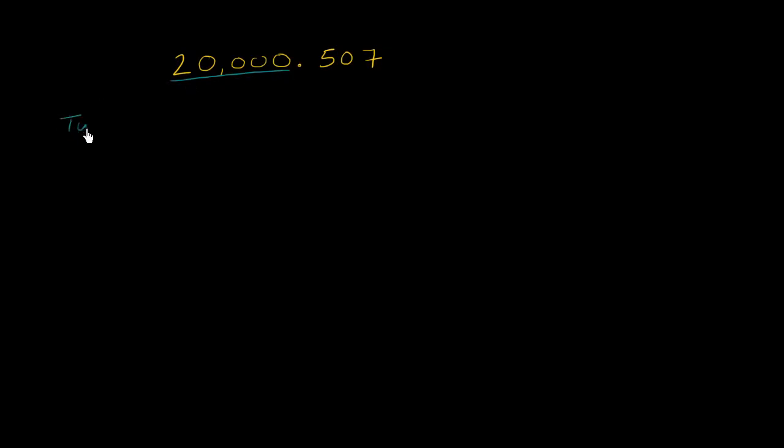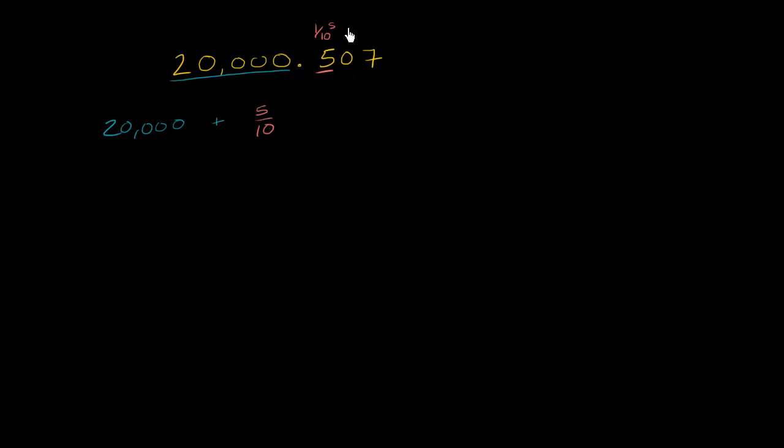Actually, let me write it out as numbers first to really decompose it. So we have 20,000, and then what do we have on top of that? Well, we have 5/10. This is the tenths place, so we could literally write that as 5/10.